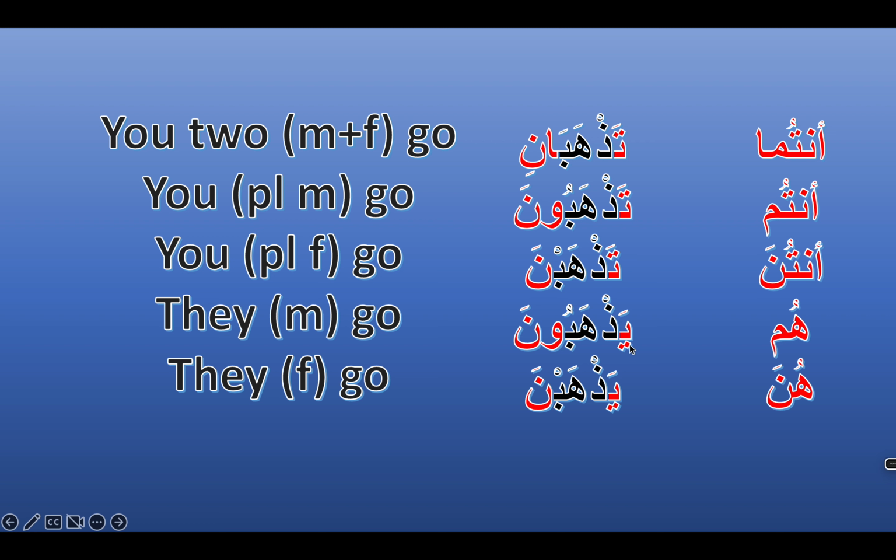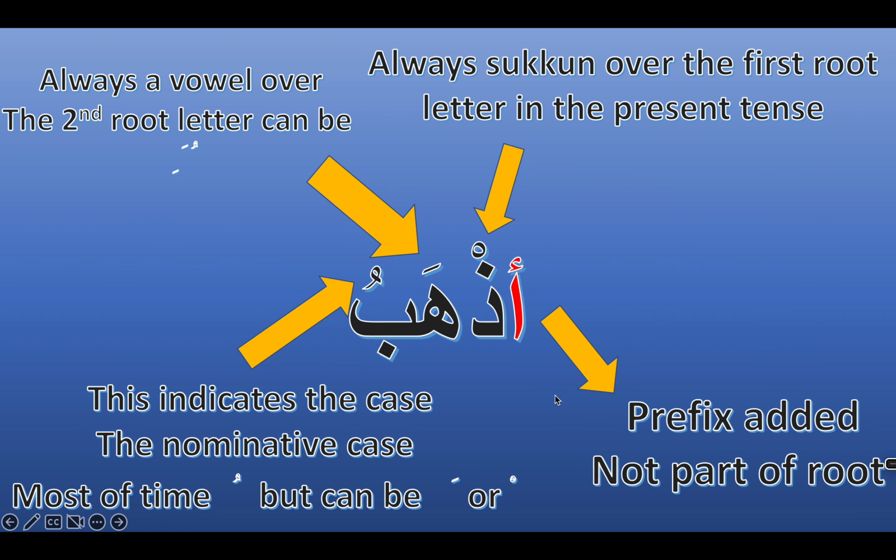The hum, يذهبون. But huna, the female, they, a group of women, يذهبن. So the hum and the antum have the same ending, ون, and the antuna and the huna have the same ending, ن. Okay, let's see a bit more analysis now.